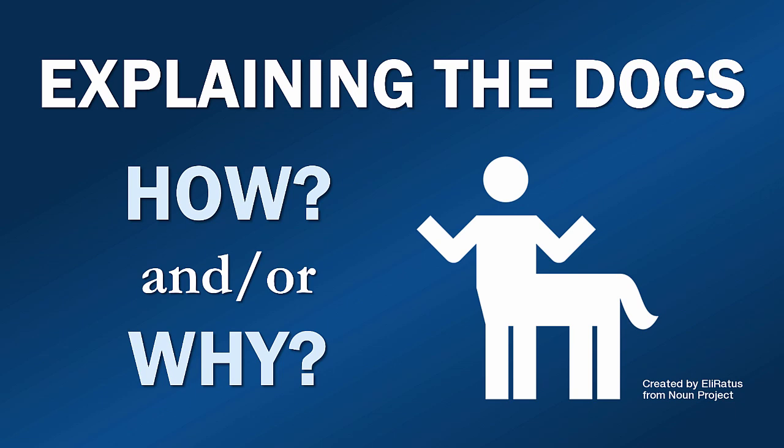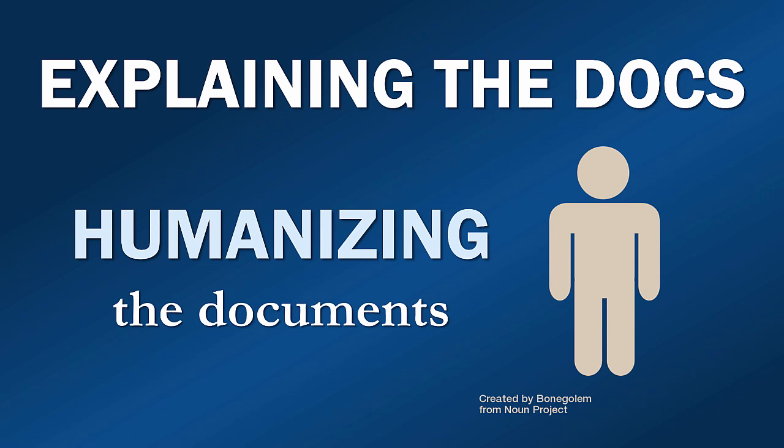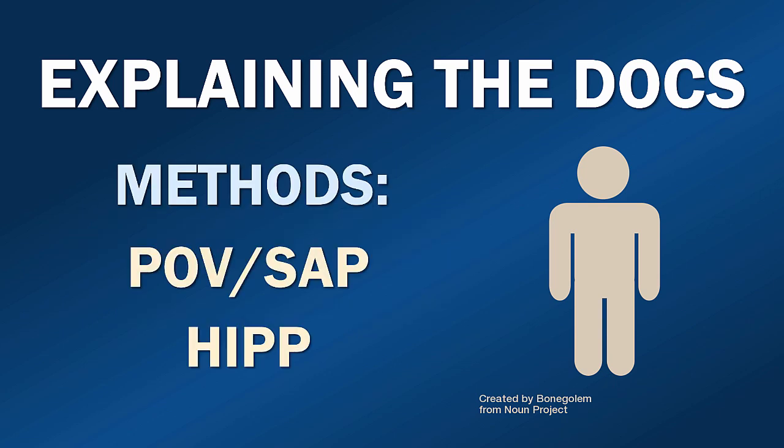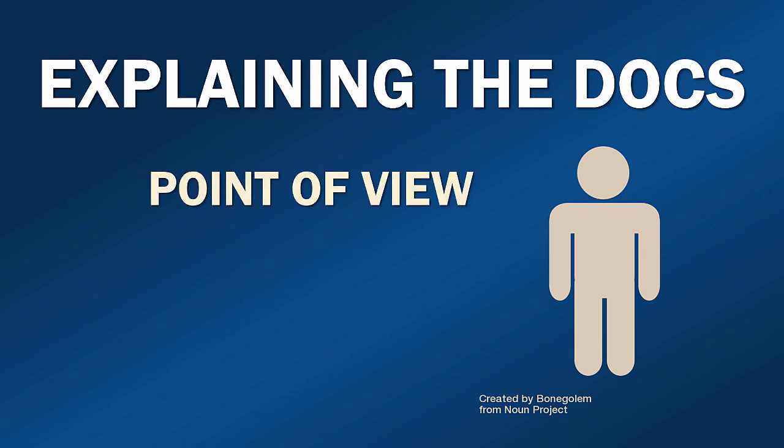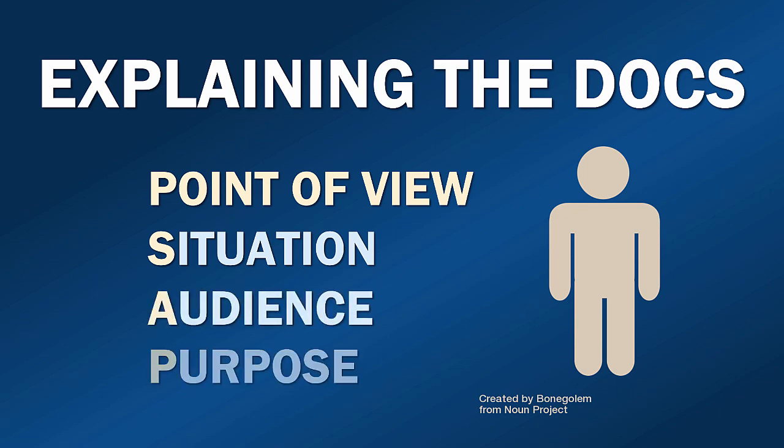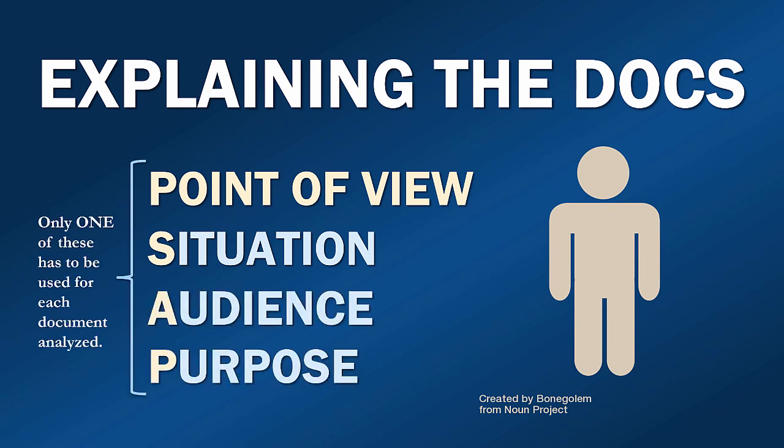But when you're explaining the documents, how and or why, we are humanizing the documents, not centaurizing or anything like that, but humanizing. And as far as that goes, there are 2 methods that could be used for this. POV SAP, which used to be POV CAP, or HIP. So as far as explaining the documents, I could either use point of view, situation, audience, or purpose. Only one of these has to be used for each document analyzed.